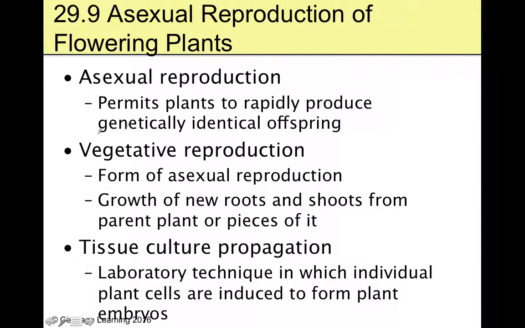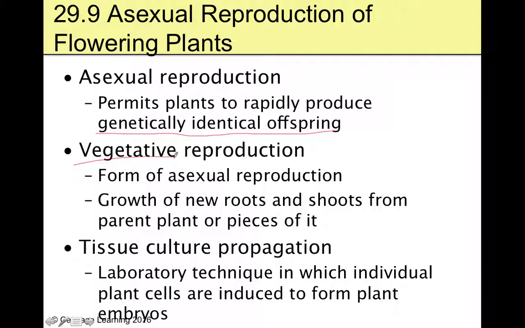If you're not in an area where you can make a flower and successfully undergo sexual reproduction, and there's nobody else around, maybe you can use asexual reproduction and just take over that area with clones. That can work. There are several ways to do this. One of them is called vegetative propagation or vegetative reproduction.